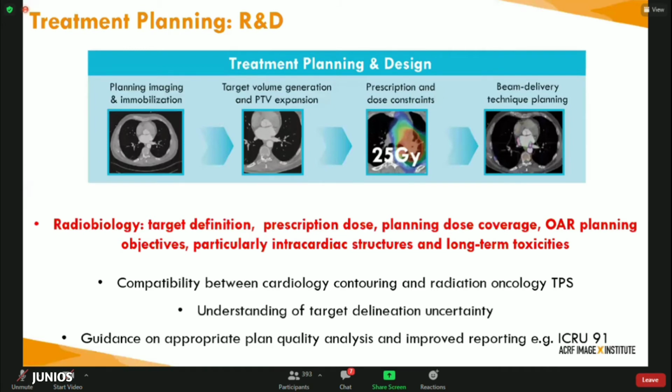Improved compatibility between cardiology contouring software and radiation oncology treatment planning systems, contour transfer tools and processes, and delineation guidelines should help reduce target delineation uncertainties or allow us to better understand the magnitude of these uncertainties. Automated target delineation tools could also be developed. Improved standardization and reporting would also allow us to collate and compare treatment outcomes from multiple centers and clinical trials.